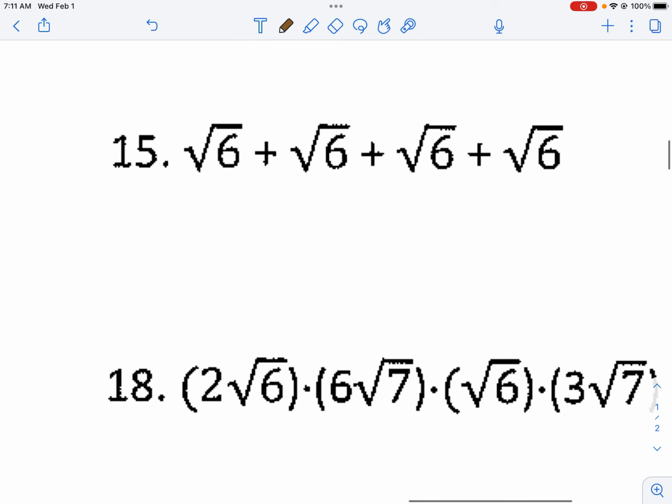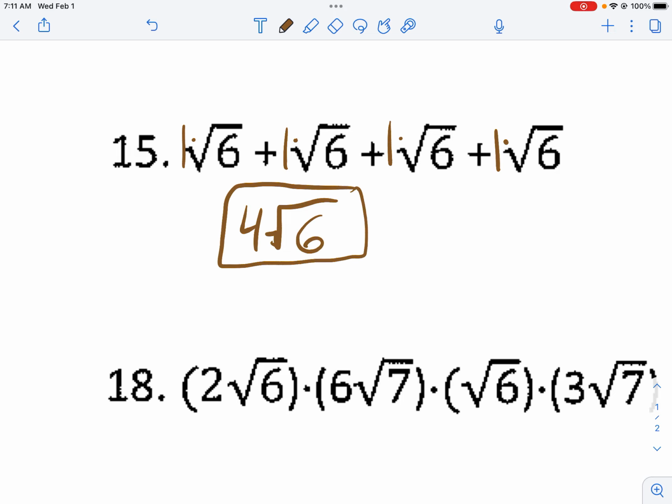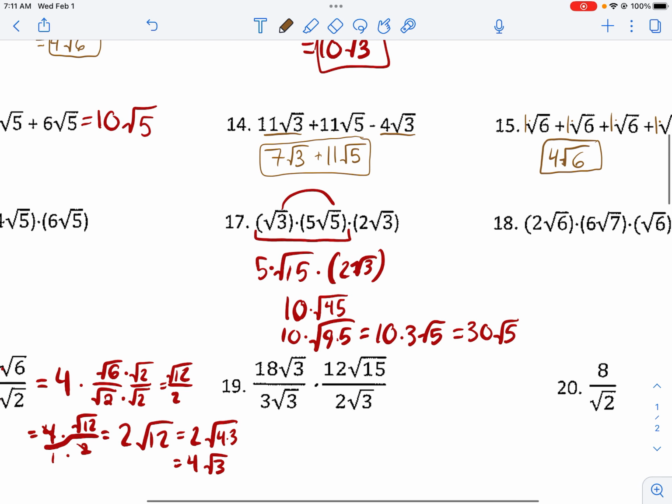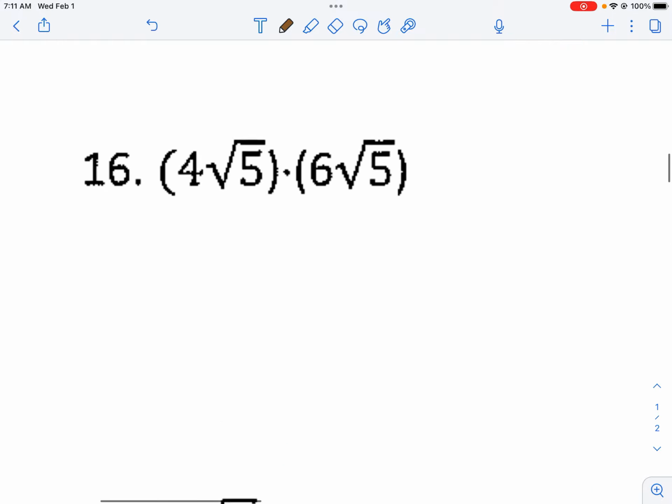15. I've got a bunch of 1 times the square root of 6, right? Or just square root of 6. So how many of those do I have? I have 4 times the square root of 6. I think, is the square root of 6 simplified? It is. I'm done. All I'm doing is adding those coefficients when I'm adding something times a square root, and all the square roots are the same.